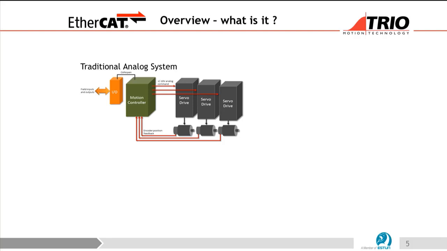So this is a traditional analog system. You have the field inputs and outputs, like IOs using CANopen, going to the controller, and from the controller you're feeding the analog voltage to the servo drive, all these. If you look, there's nothing wrong with the system, but there's a lot of cabling and so many things that can go wrong, electromagnetic interference and stuff like that, right?